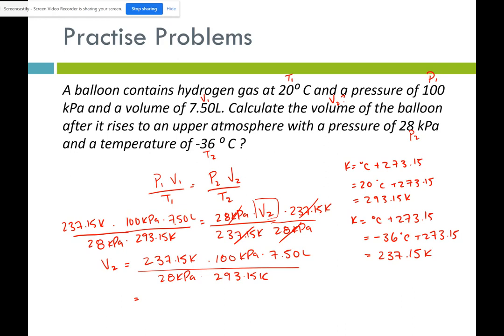And I'm going to report this to two significant figures because three of my numbers only have two. The other two have 3. So this is going to be 22 liters. Okay. So when the balloon rises, it's going to increase in size to 22 liters from 7.5.